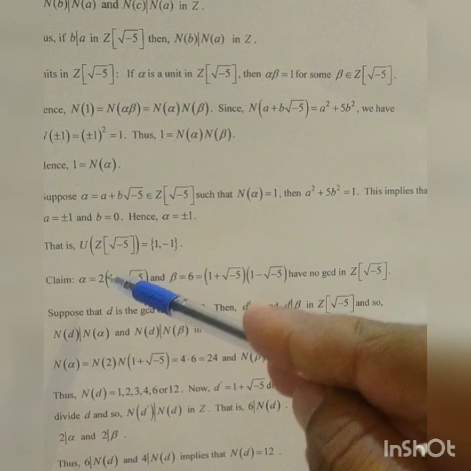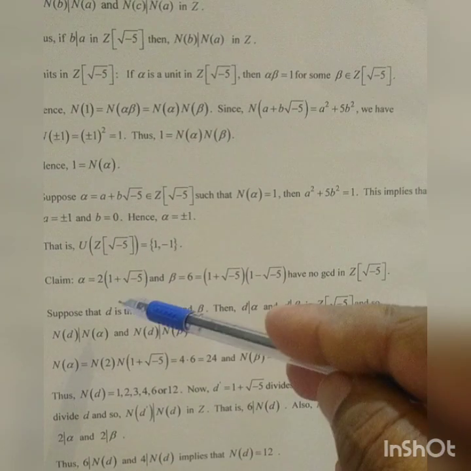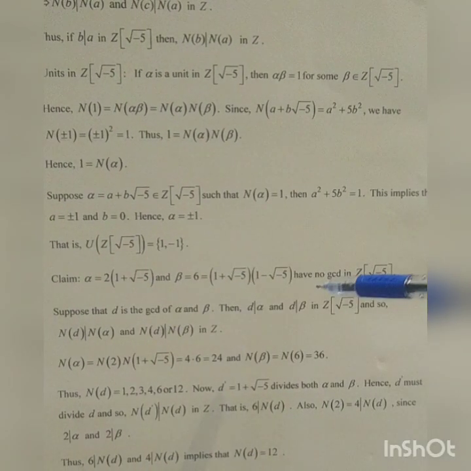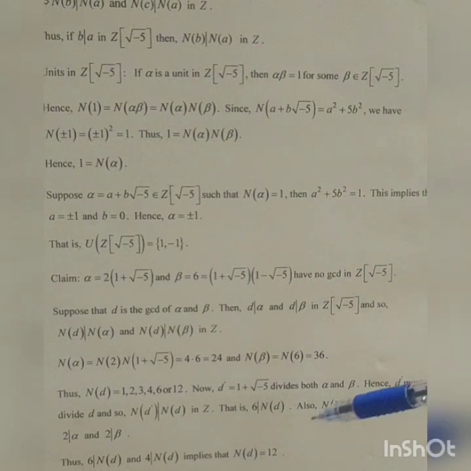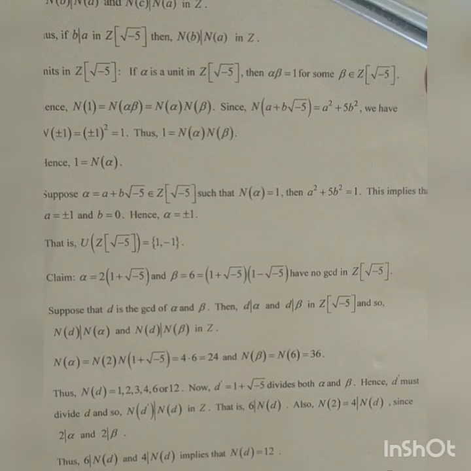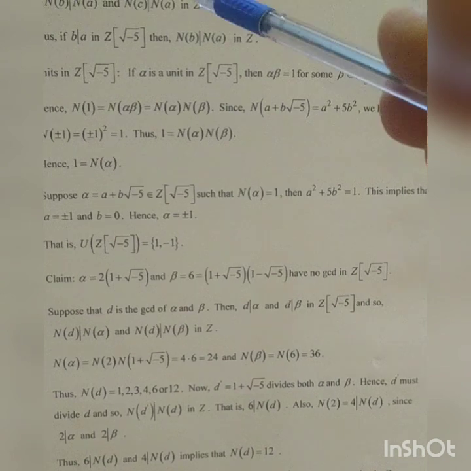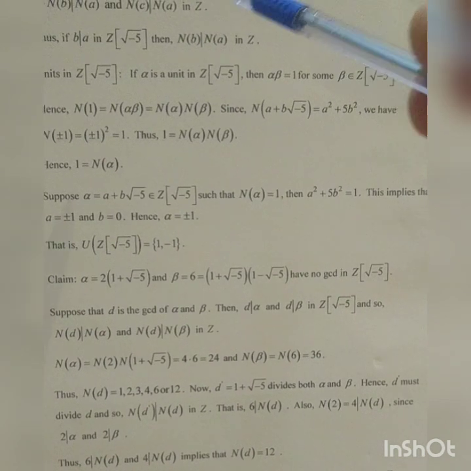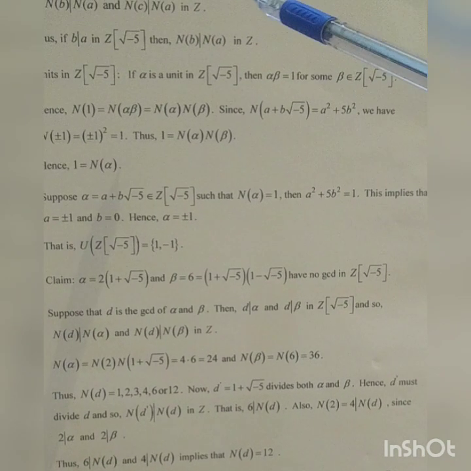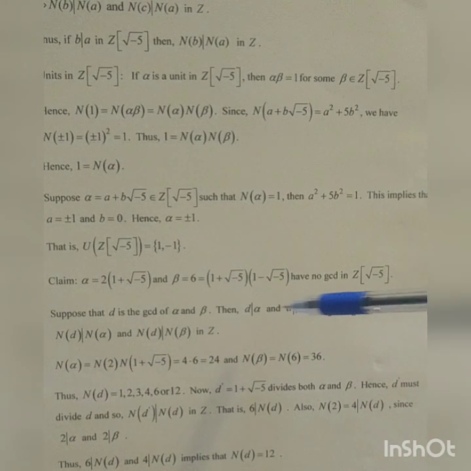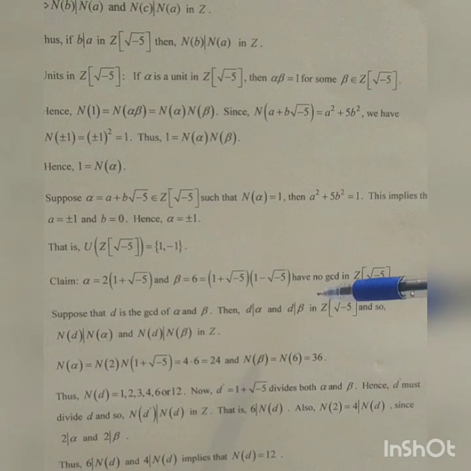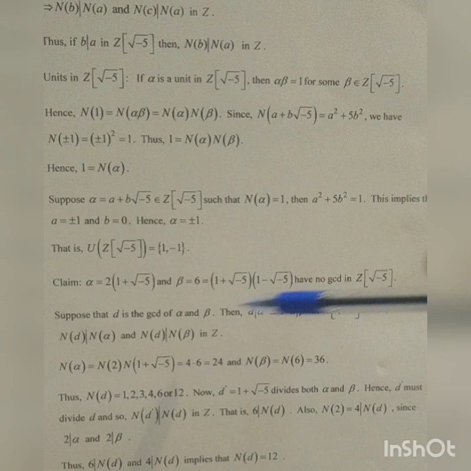Contrary to this, let us assume D is the GCD of alpha and beta. That means D divides alpha and D divides beta in Z of root minus 5. And by this result, if B divides A in Z of root minus 5, then their image N of B divides N of A in Z. By that result, N of D divides N of alpha and N of D divides N of beta in Z.